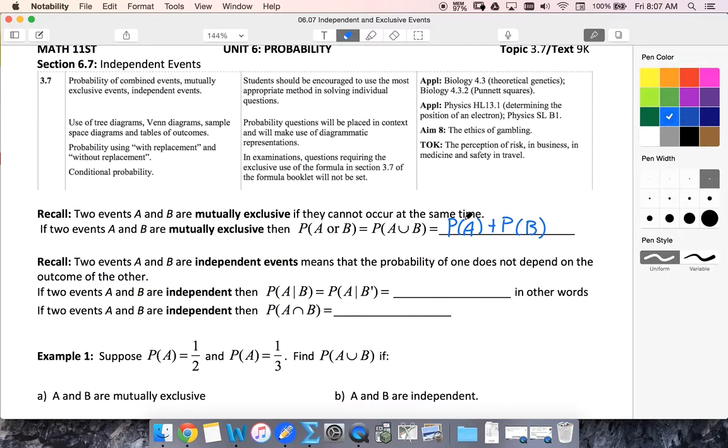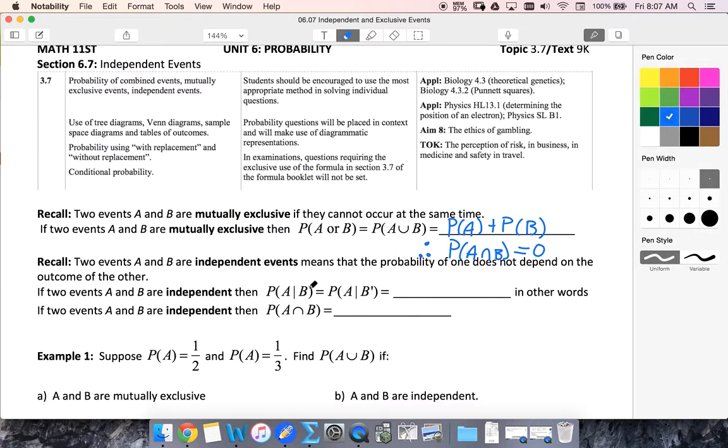Since it's normally this minus the probability of A intersect B, that means that the probability of A intersect B is equal to 0 when we have mutually exclusive. If they're independent, this is a different meaning. So the probability of one thing happening does not depend on the outcome of another.